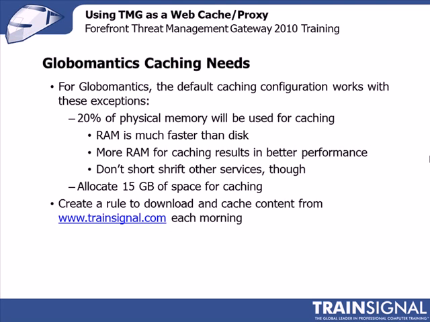And we're going to allocate 15 gigs of space on the Threat Management Gateway server for disk-based caching. And we're also going to create a rule to download and cache content from www.trainsignal.com each morning. The IT staff at GlobalMantic constantly uses the TrainSignal content, so they want to make sure that they always have fast access to that ever-important and ever-growing library of content. So we're going to go over to the Threat Management Gateway server right now, and we're going to review all of the caching options we just looked at, and also make these configuration changes.